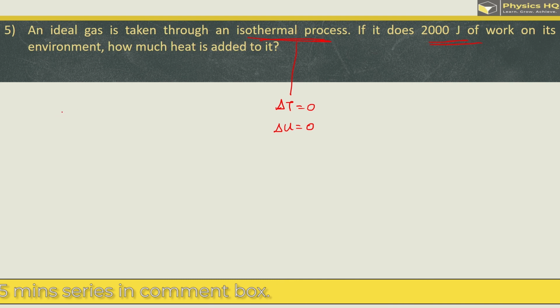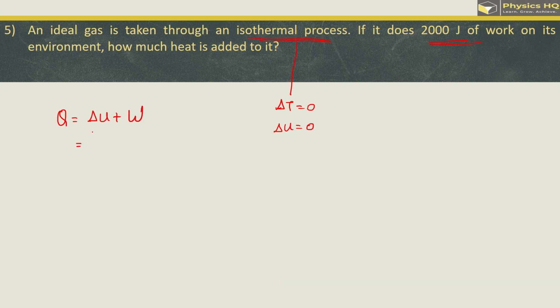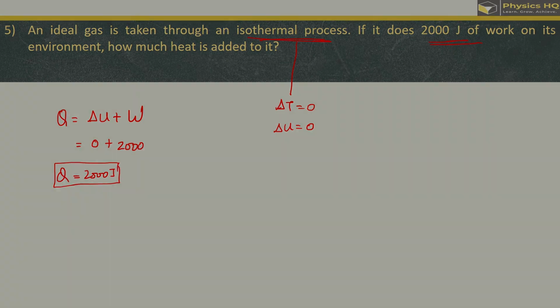So we'll use once again the first law of thermodynamics, which is Q is equal to delta U plus W. So over here delta U is 0 and W work done is positive 200 joule. So the amount of heat added is 200 joule. Hope you all understood this.